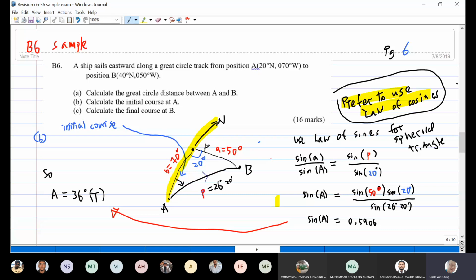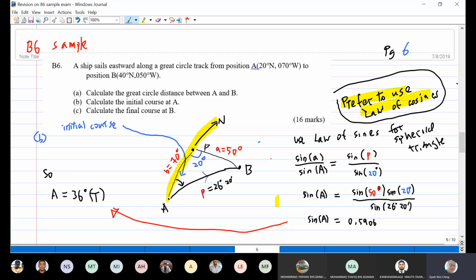But I prefer to use the law of cosine. Why is it so? Because if you use the law of sine, sometimes you have to figure out which one is the correct answer. There are two possible answers. If you use the law of cosine, the answer is always correct. So I found the angle A to be 36 degrees using the law of sine. Of course, you can use the law of cosine, which is actually the more preferred solution.